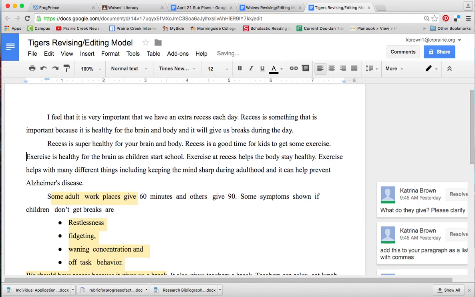Exercise. There we go. But then as I look at this, see how my sentences start exercise, exercise, exercise? I feel like I'm repeating myself. Exercise is healthy for the brain as it starts school.